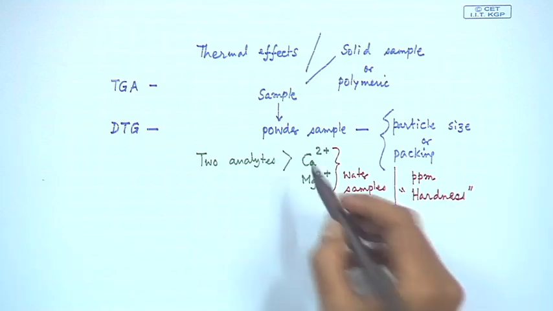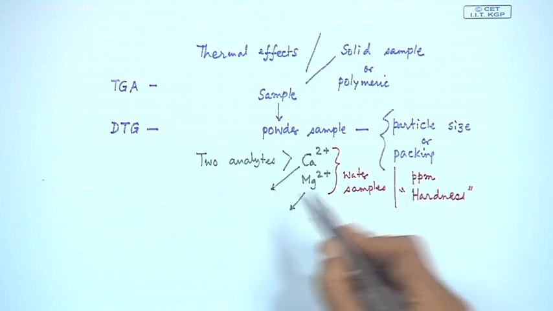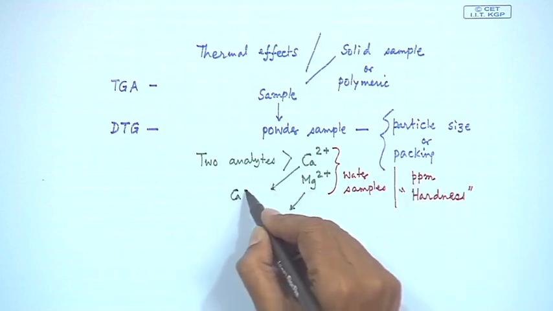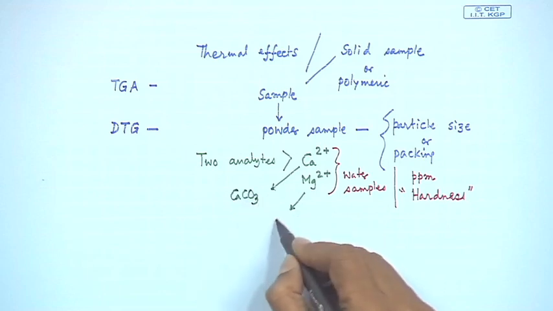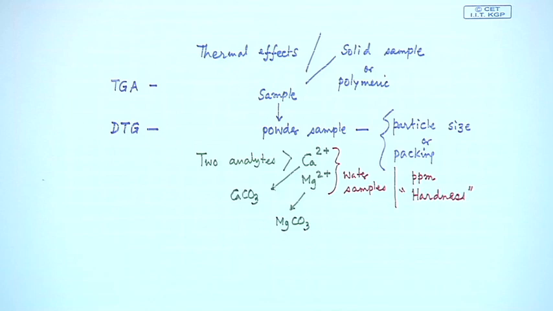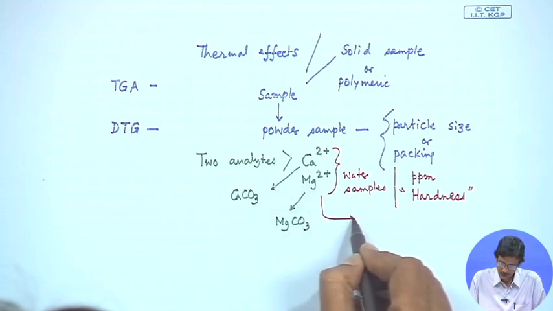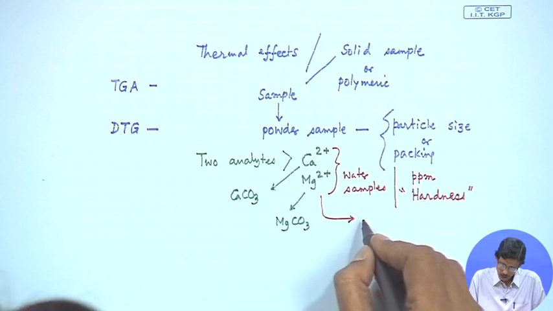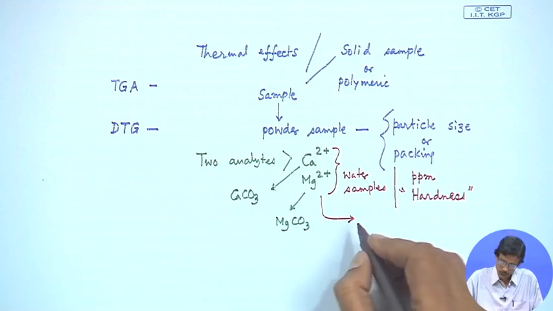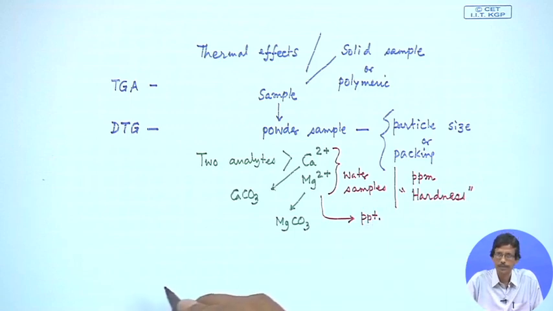We can measure the amount of calcium and magnesium 2 plus present in the sample as calcium carbonate as well as magnesium carbonate. Now, we want to see if we can convert these two from the solution to something insoluble in the water medium, which will be a good precipitate.